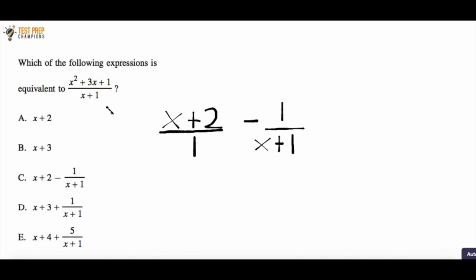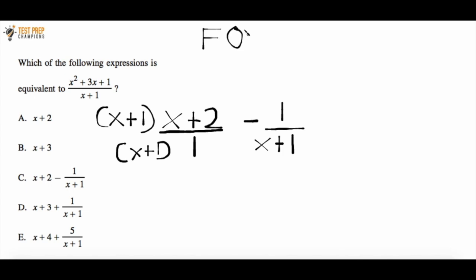So what I'm going to do is multiply the top and the bottom of this first fraction, which is x plus 2 over 1, by x plus 1. And now I'm going to take this x plus 1 and use the FOIL method here. First, outer, inner, last. That's what FOIL stands for.